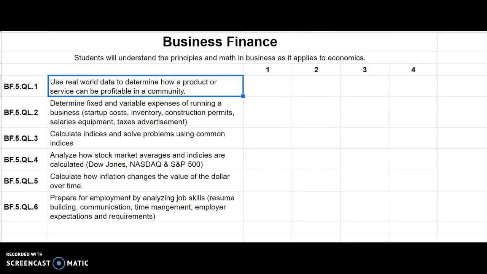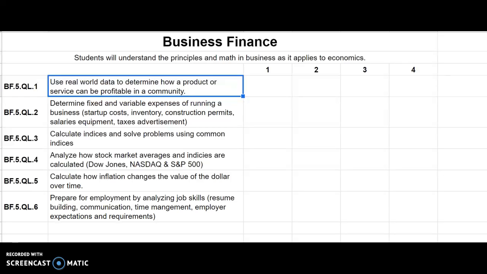So for this project, you're really just wanting to show that you understand how math in business occurs, basically. So let's look at each little piece real fast. The first one is use real-world data to determine how a product or service can be profitable in a community.